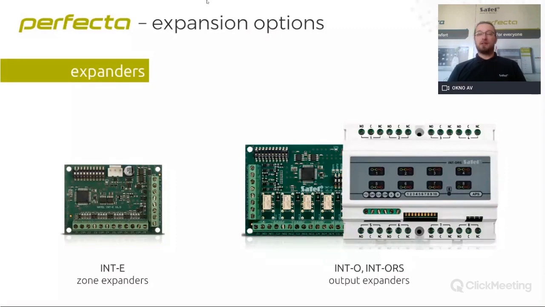With the INTO and INT-ORS, these are output expanders. INTO is a simple low voltage relay for the system, but INT-ORS is 8 relays for 230 volts, 16 amperes, that is mounted on the DIN rail, so you can put it in the fuse box and control all the system or all electric parts from Perfecta.